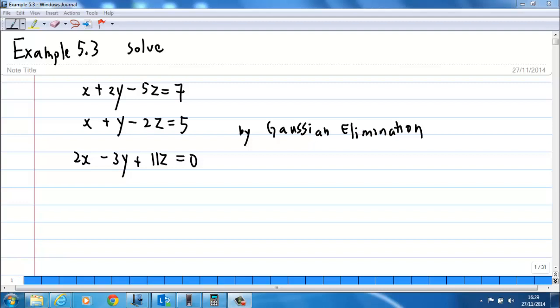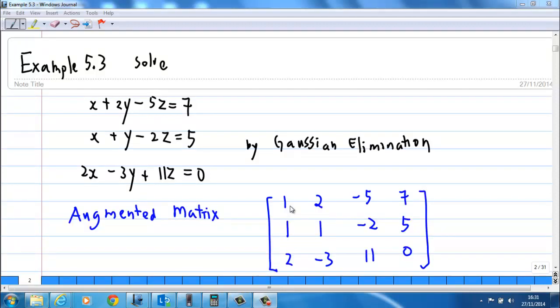Example 5.3. Solve the system of equations x + 2y − 5z = 7, x + y − 2z = 5, 2x − 3y + 11z = 0 by Gaussian elimination. First, we write down the augmented matrix.